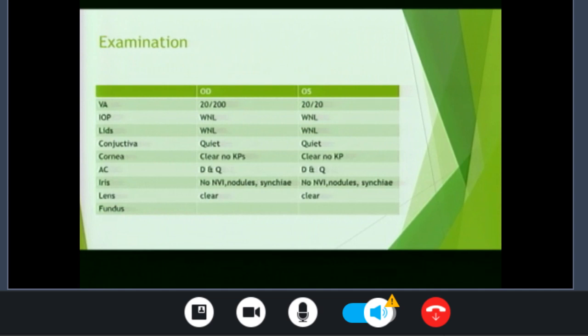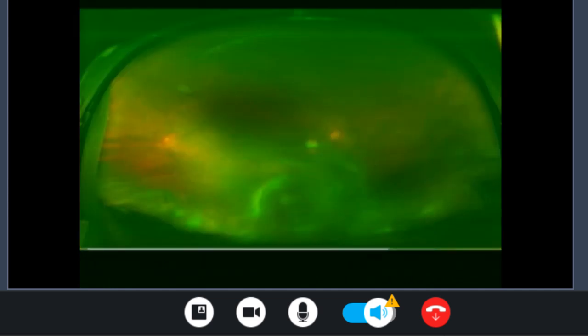Now we'll take a look at the fundus photo. This is a fundus photo of the right eye, the patient complaining of decreased vision and floaters, showing an organized vitreous hemorrhage. As you can see, there is a temporal area of retinal hemorrhage in the right eye. And this is the left eye, where you can see, temporal to the macula, sclerosed vessels.